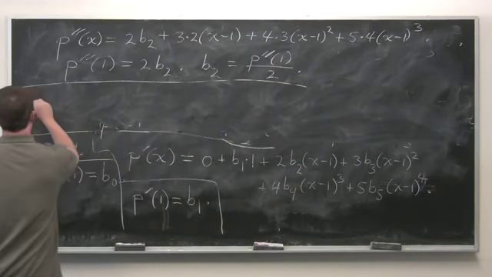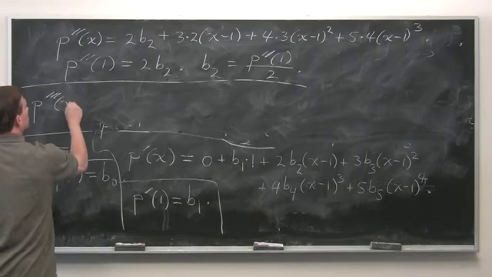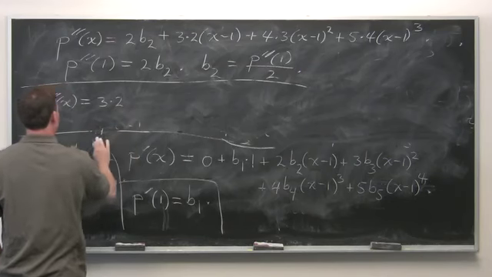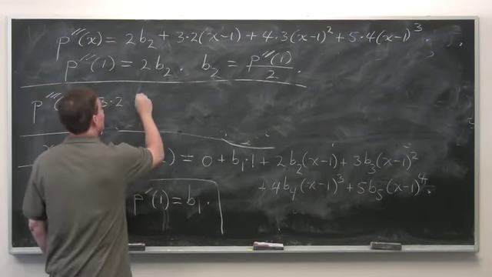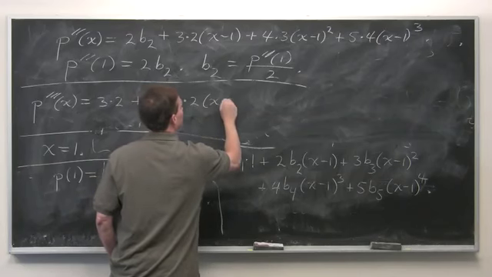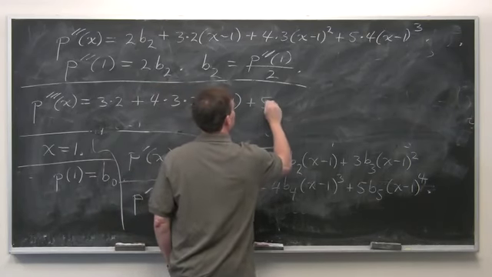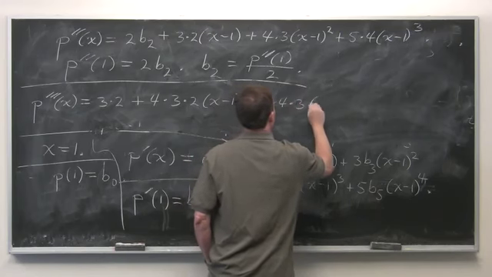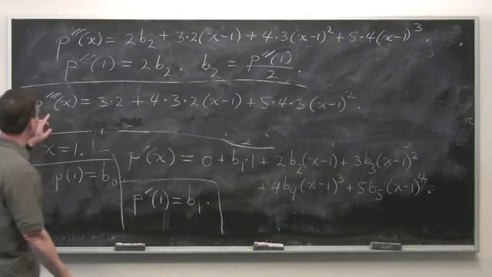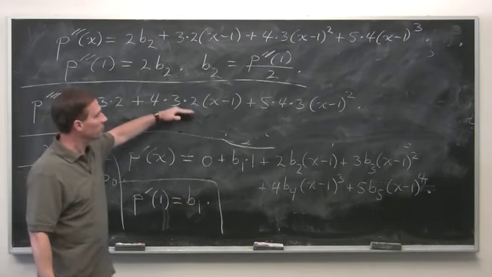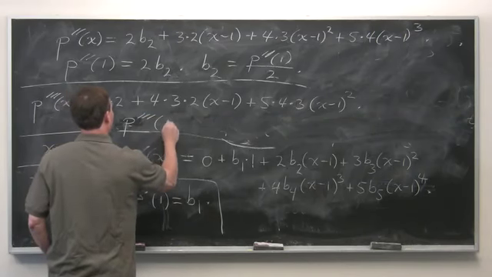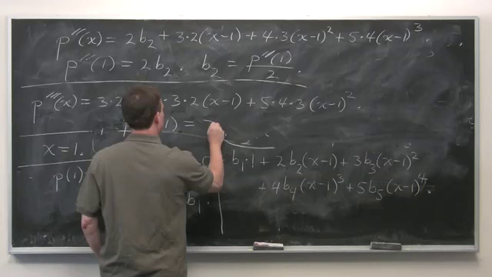So let's take the third derivative, p triple prime of x. We get 3 times 2. Yes, I know that's 6. There's a reason why I'm leaving it written out that way. You get 4 times 3 times 2 times x minus 1 plus a 5 times 4 times 3 times x minus 1 squared. And maybe now you see what's really going on. Now you plug in x is 1. This term will be 0. This term will be 0. You get p triple prime at 1 needs to be 3 times 2.